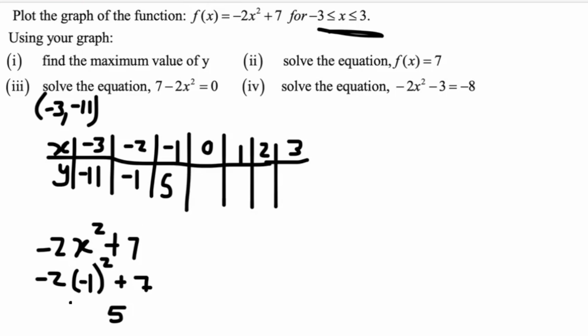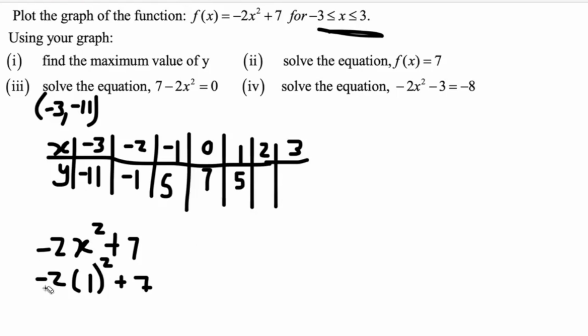Now, when x is 0, what happens? This is going to disappear. So I'll have a 7. Then we substitute x equals 1. So 1 squared is 1. 1 times -2, that's -2. -2 plus 7 gives us 5.